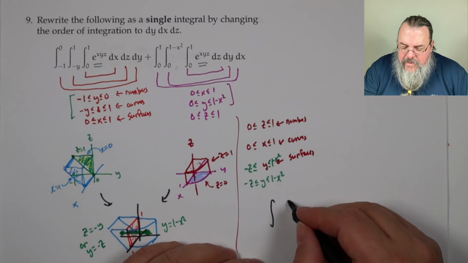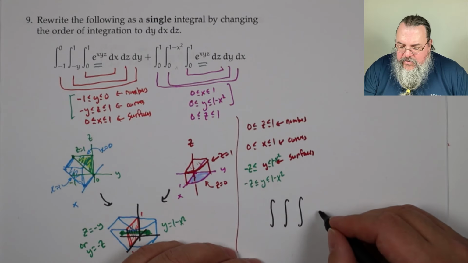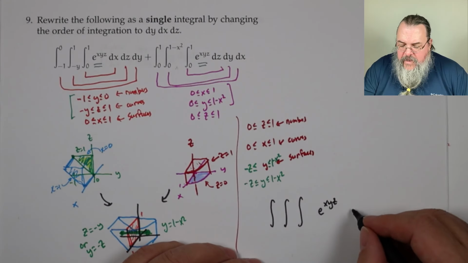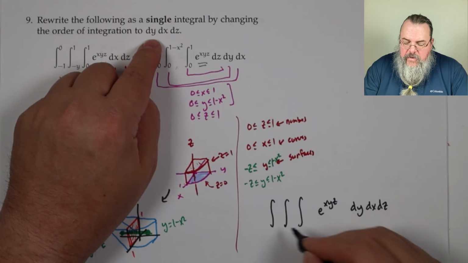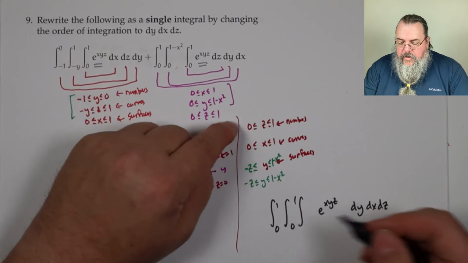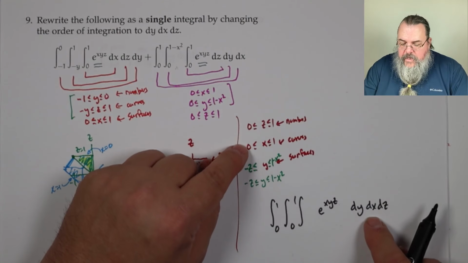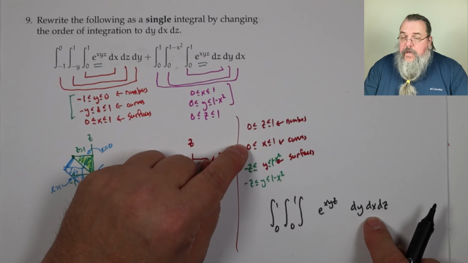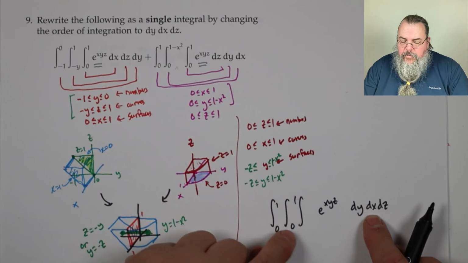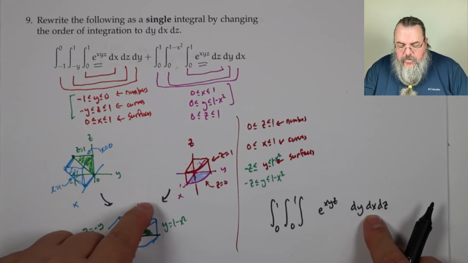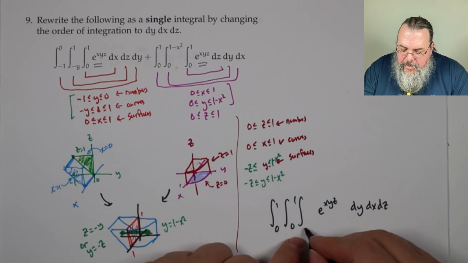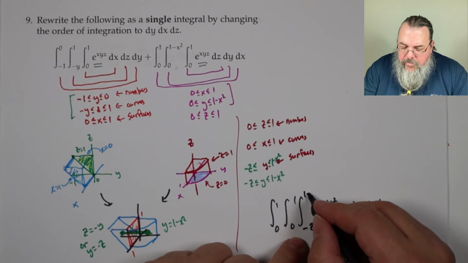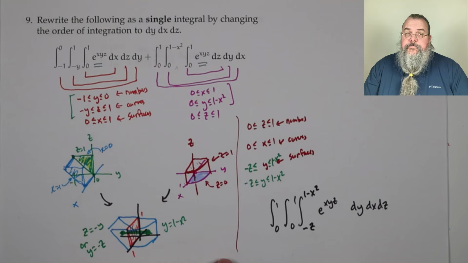So we get integral, integral, integral, same function. And we're going in the order dy, dx, dz. So we go 0, 1, 0, 1. Right? Well, z goes 0 to 1. X goes 0 to 1. And keep in mind, when we talk about x going 0 to 1, it's not number to number. It's the function 0, the function 1. And then y goes from minus z up to 1 minus x squared. And we're done.